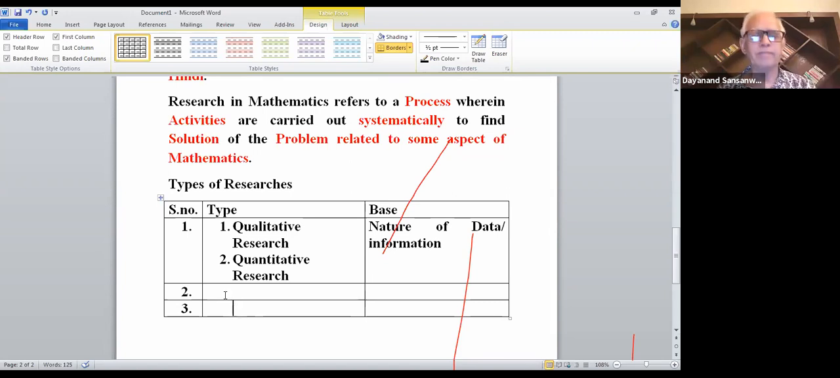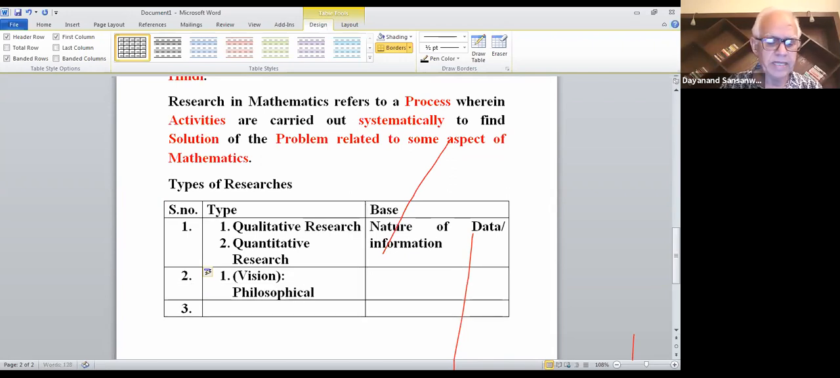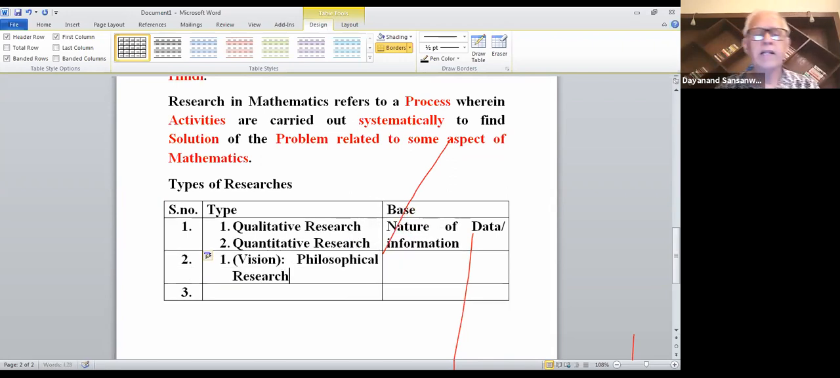This is very important. There is another way to classify. If you want to study the vision of any person, vision of Mahatma Gandhi, vision of Rabindranath Tagore, etc., it will be a philosophical study. And that philosophical study has got purely qualitative information, and you can never convert the qualitative information into quantitative. It's not possible.